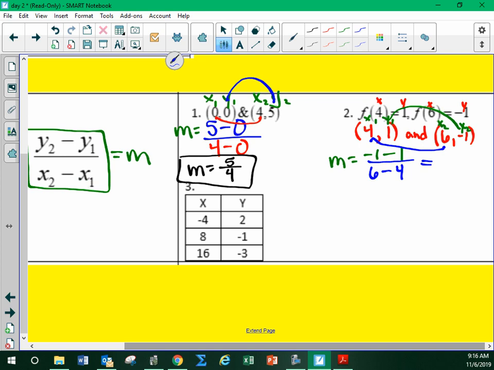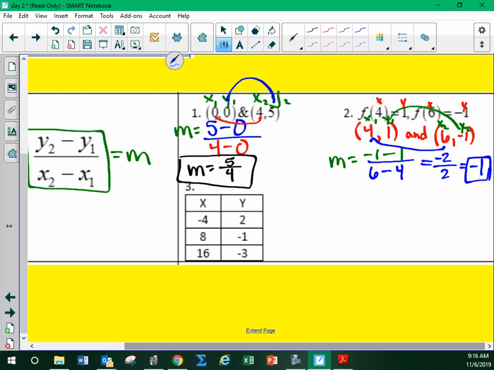Fantastic. So if you wrote it in the equation, what's 6 minus 4 give us? 2. Good. Always see if you can simplify it. Negative 2 divided by 2? Negative 1. So here's my slope.